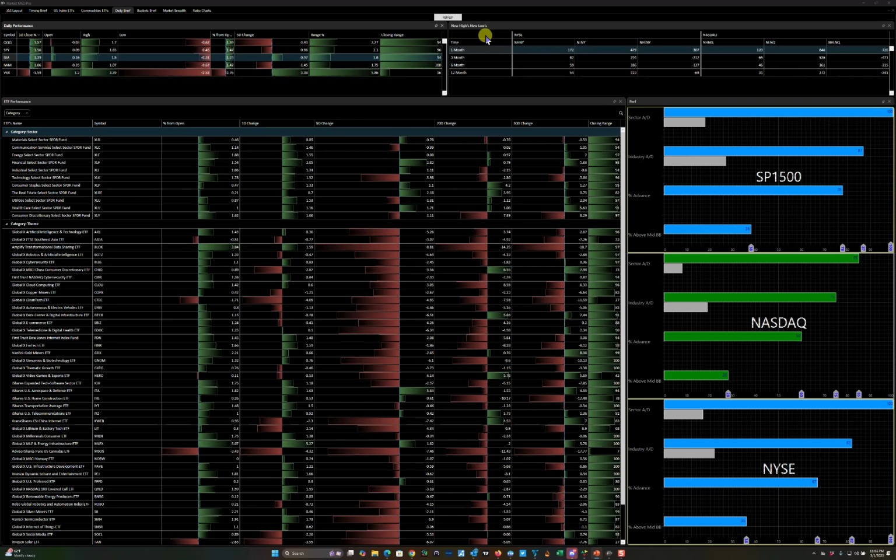Over here on the right, we're looking at new highs and new lows. And you could see that we're negative at the multiple different time frames in both the NYSE and the NASDAQ. Negative means more new lows than new highs. Bull markets are not built on new lows. They're built on new highs. So that is concerning.